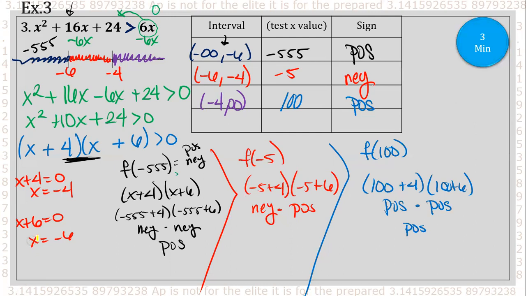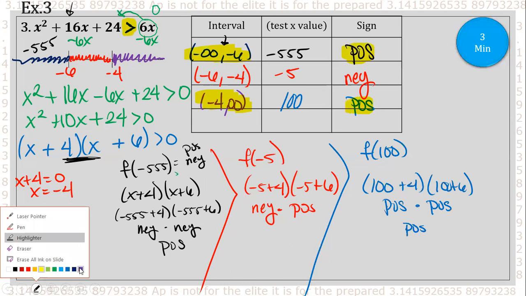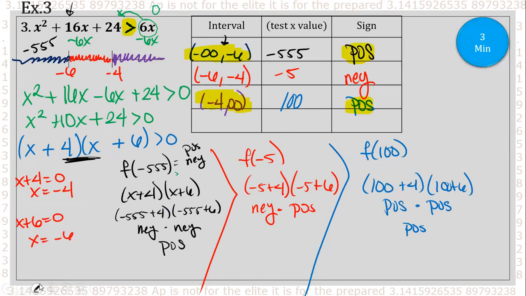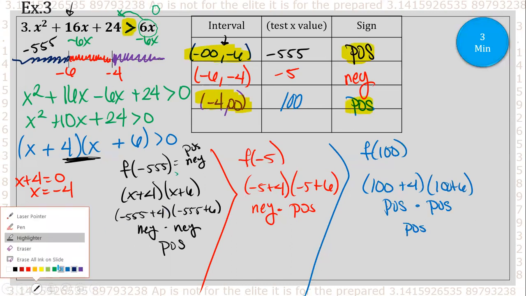So let me get my highlighter. We want all the numbers that are greater than. So all the numbers that are greater than are the positive numbers and the intervals. Now I know that I made all of this greater than, but we could easily switch the sign, and now it would be looking for the negatives. So keep that in mind. This is just how I did it for today.